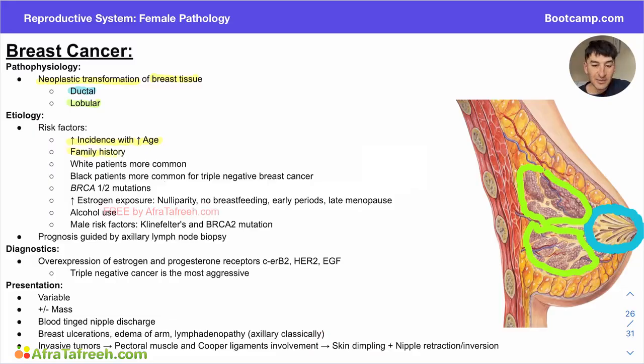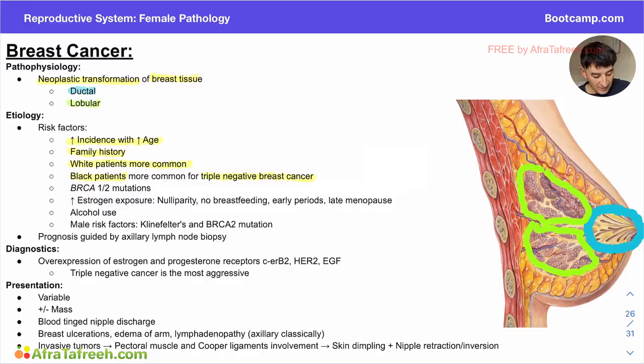Additionally, having a family history is going to be an important factor in your risk of developing breast cancer. There are two specific groups that are important on test day, and this is going to be that white patients are more common in getting breast cancer overall, and then our black patients are more common to get something called triple negative breast cancer. And I want you guys to hold on to this idea of a triple negative breast cancer because it's referring to being negative for certain breast cancer receptors. We're going to talk about this a little later on, so hold on to that in your mind and we'll revisit that.